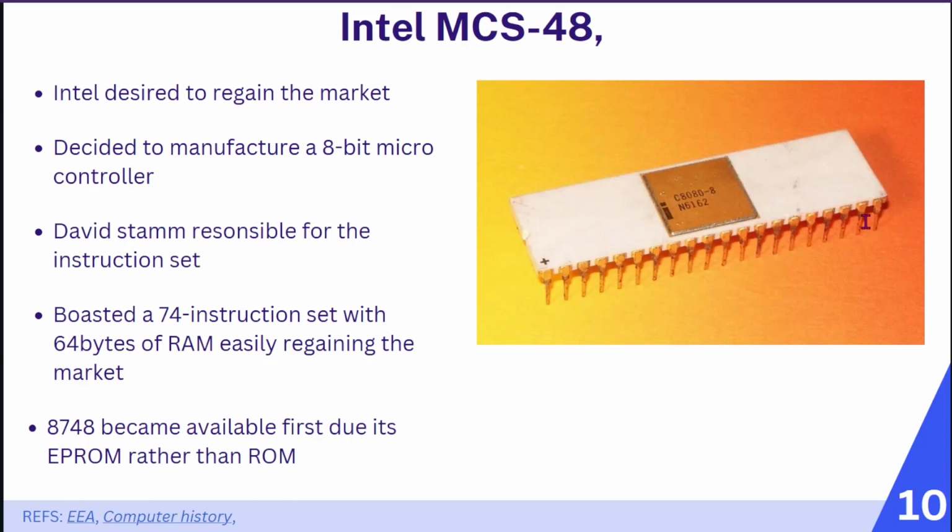Now, in order to regain the market, they needed to introduce their own microcontroller, and it was decided that 4-bit microcontrollers were very slow and they needed to make an 8-bit microcontroller. The need of an 8-bit microcontroller and the desire of Intel to regain the market resulted in the production of Intel MCS48. It boasted a 74 instruction set with about 64 bytes of RAM, which was just enough for them to advertise themselves properly and regain the market.